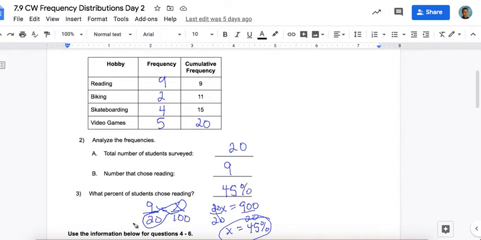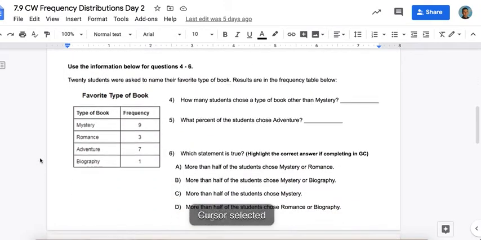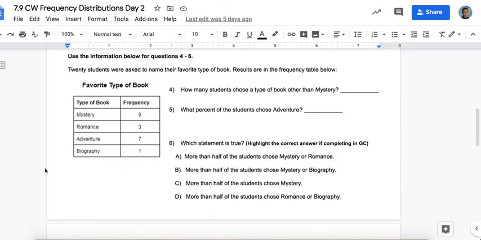So 45% of the students chose reading. Okay, now we have to use another set of information for questions 4 through 6. It said 20 students were asked to name their favorite type of book. How many students chose a book other than mystery? So I have to count them all up. I'm looking at these here, and that would give me 11.